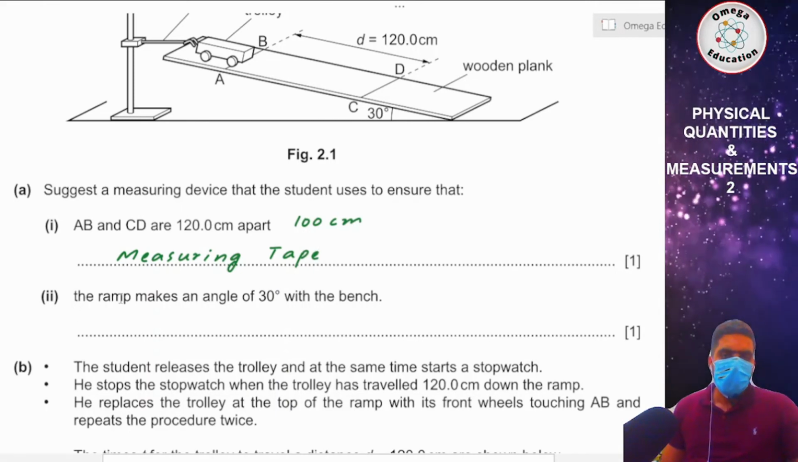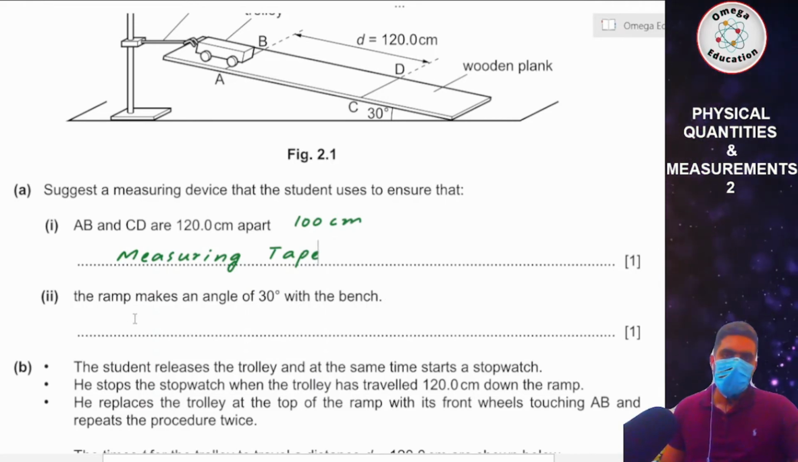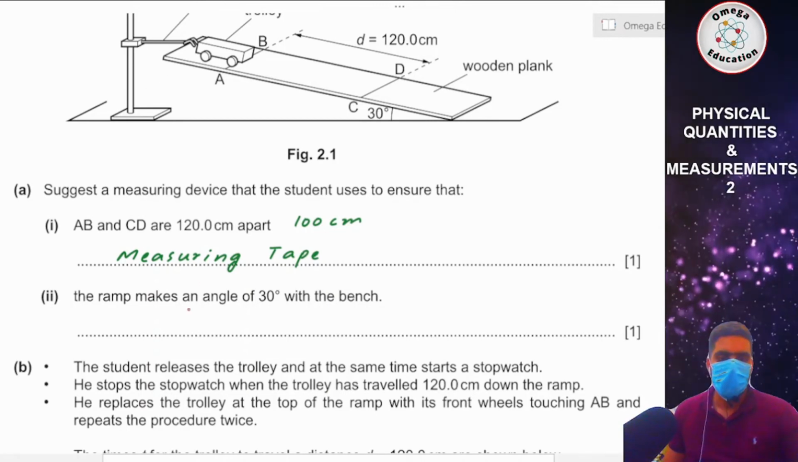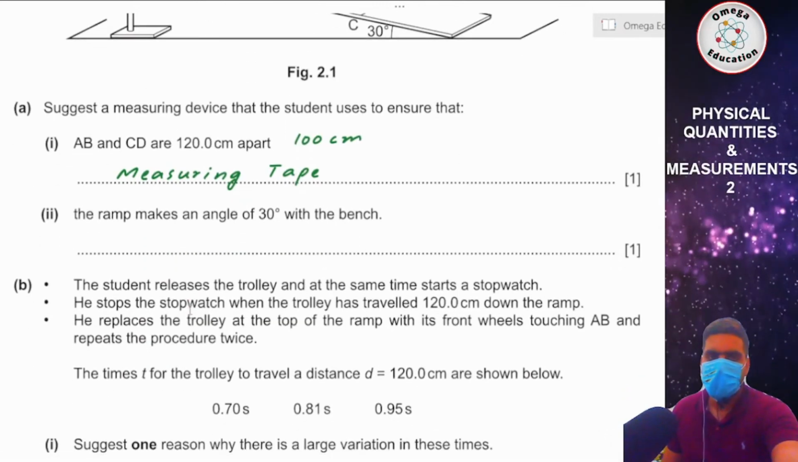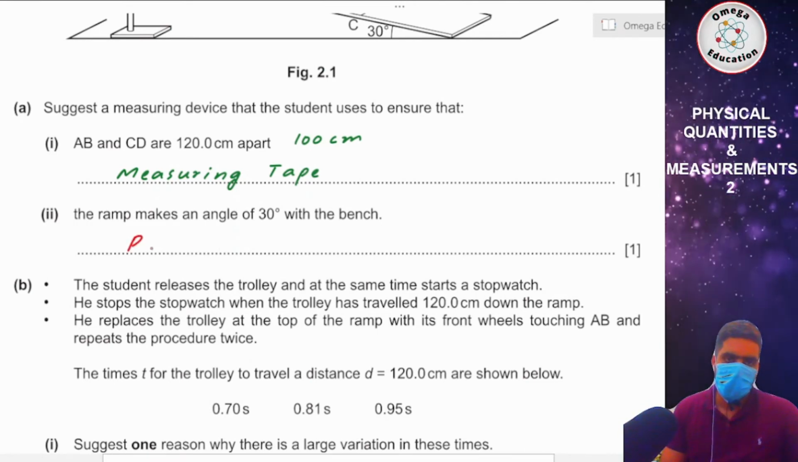The second part is the ramp makes an angle of 30 degrees with the bench. What tool do we use to measure the angle? Yeah, exactly. It is the protractor.